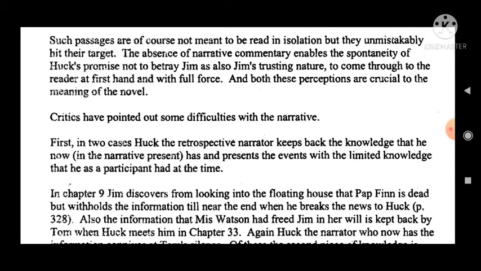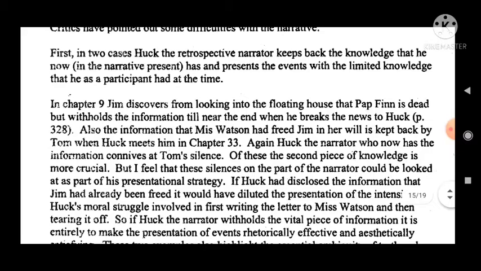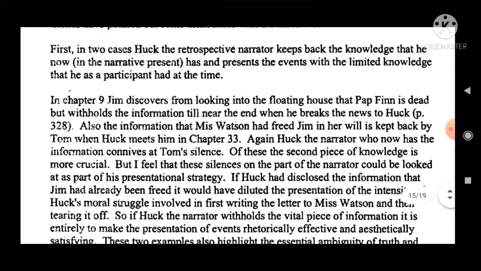Critics have pointed out some difficulties with the narrative. First, in two cases, Huck, the retrospective narrator, keeps back the knowledge that he now has, and presents the events with the limited knowledge that he as a participant had at the time.